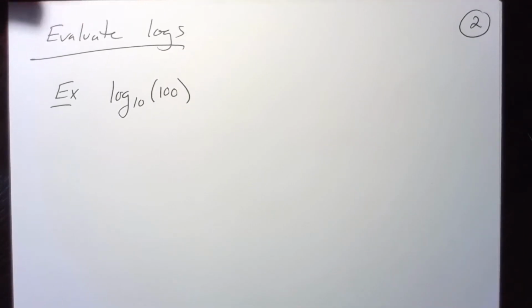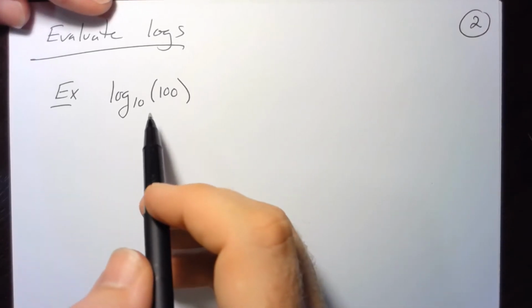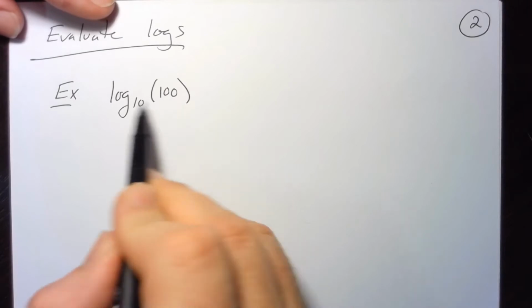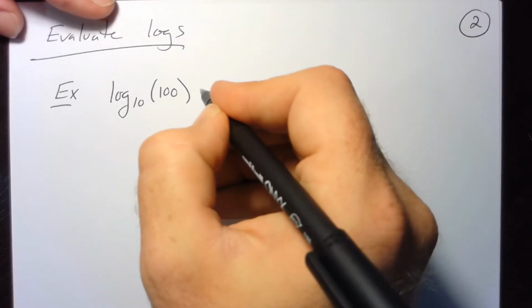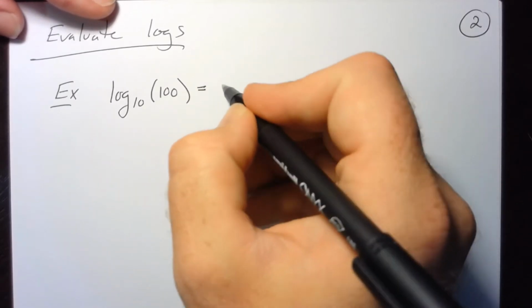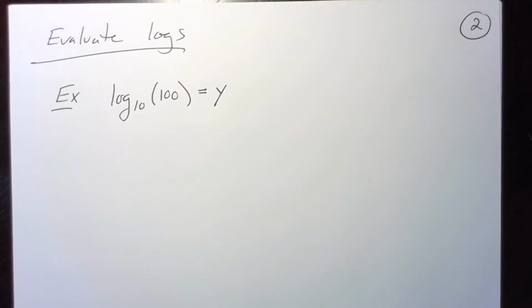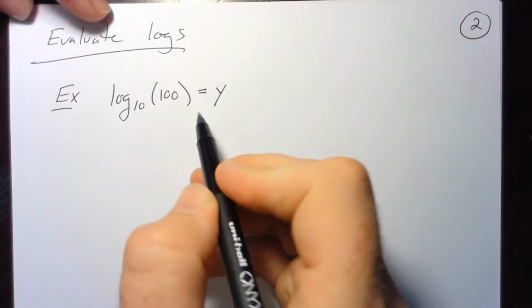Well, the most appropriate way to better understand how to evaluate this log is to first remember what it really is. Every log function of this form is really equal to an exponent. In this case, I'm going to label that exponent as y. It might not always be beneficial to do this, but at least for the first couple, to get the idea of what's going on, is to force this to happen.